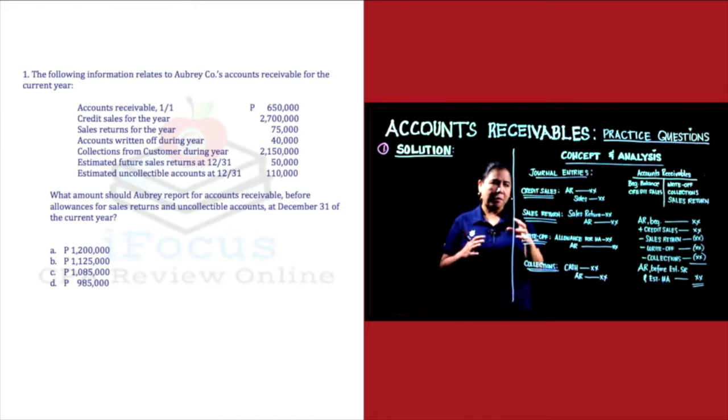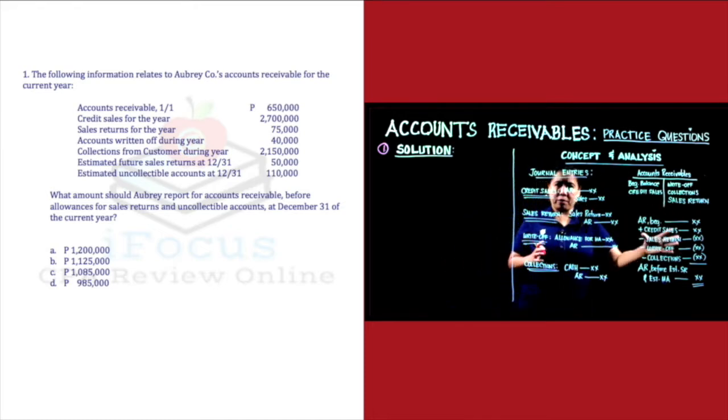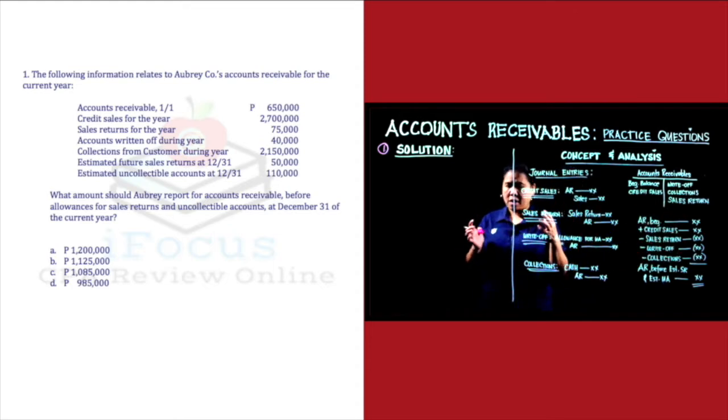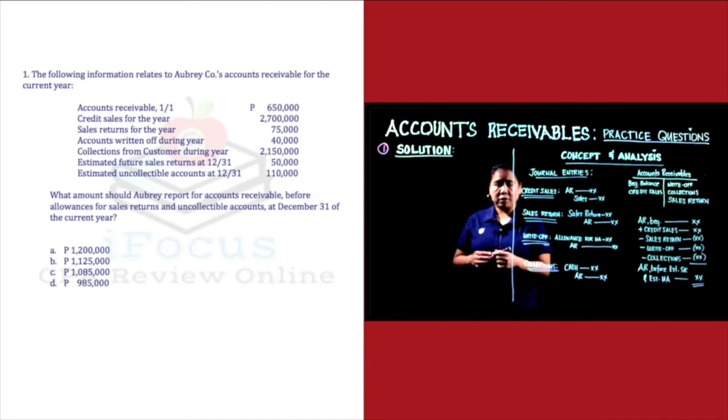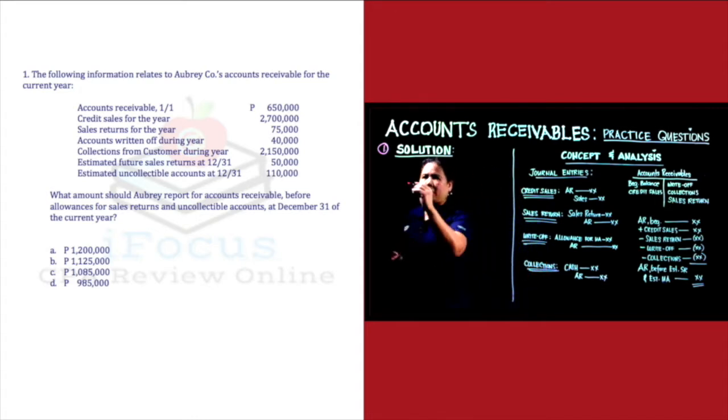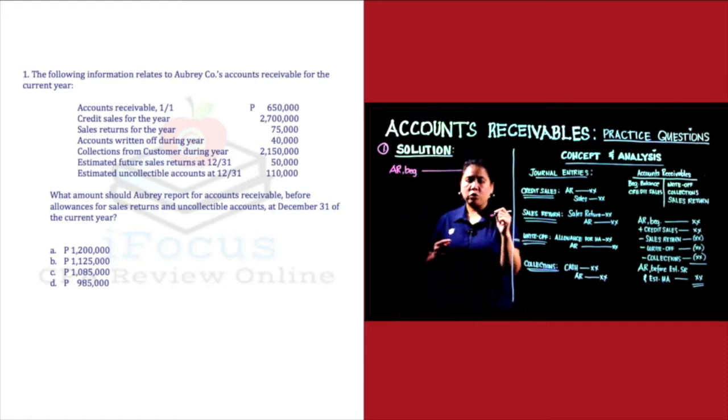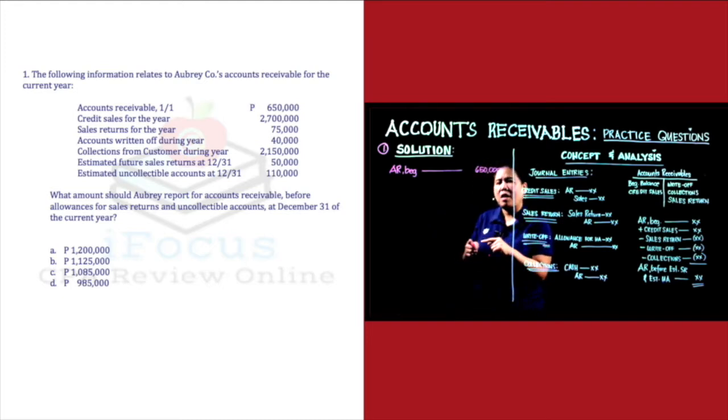So kung mas sanay ka naman sa ganitong pag-solve ng problems, then kunin mo sa ganito. Then dito naman ang mga journal entries natin kung saan may effect ito sa ating accounts receivable. The following information relates to Aubrey Company's accounts receivable for the current year. Accounts receivable January 1st is our beginning balance ng ating accounts receivable account. Alright? So kasama yan sa ating solutions. Amounting to 650,000.